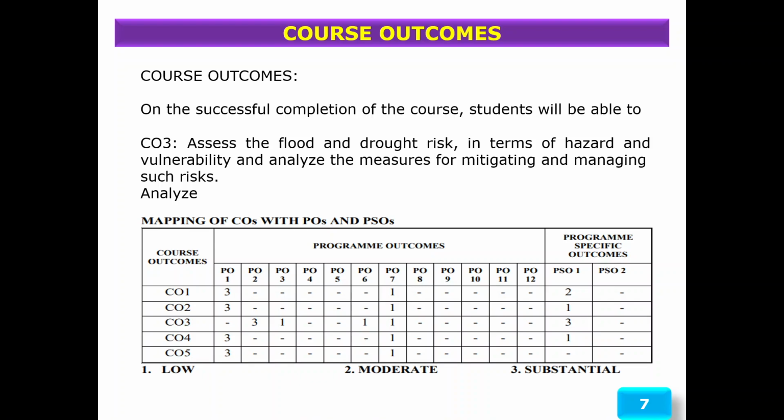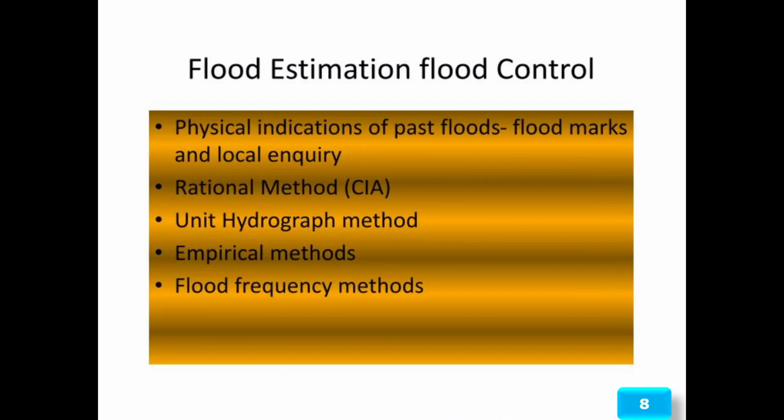Course outcome 3 is correlated with program outcomes 2, 3, 6, 7 and program specific outcome 1. The topics are flood estimation, flood control, physical indications of past floods, flood marks and local inquiry, rational method, unit hydrograph method, empirical method, and flood frequency methods.